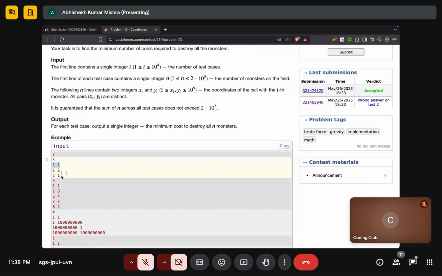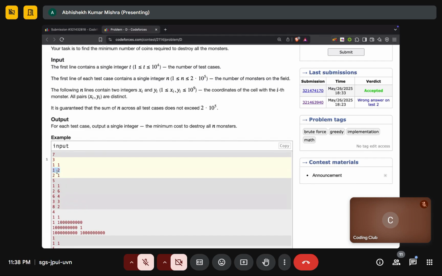In the remaining n minus 1 monsters I will make a rectangle, and if the number of cells in that rectangle is greater than n minus 1, what does it mean? It means there is an empty cell in that rectangle, and in that empty cell I can put one monster. Similarly I will do for the monster at 1 comma 2: I will remove it, make a rectangle of the rest, and check the size of the rectangle. If the size is greater than n minus 1, then there must be at least one empty cell, so I will put this monster at 1 comma 2 inside that empty cell.